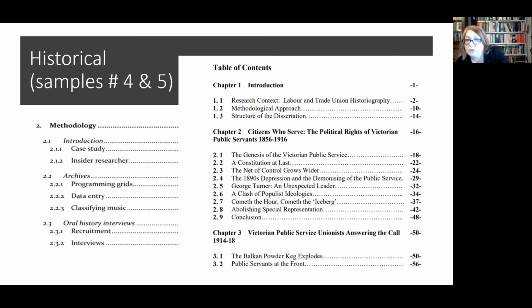So the fifth sample, looking at this one, is a history of the trade union movement. And in this one, interestingly, the methodology is quite small, and the methodology is in the introduction. That is not uncommon. And for artifact and exegesis, sometimes we put the methodology in the introduction.